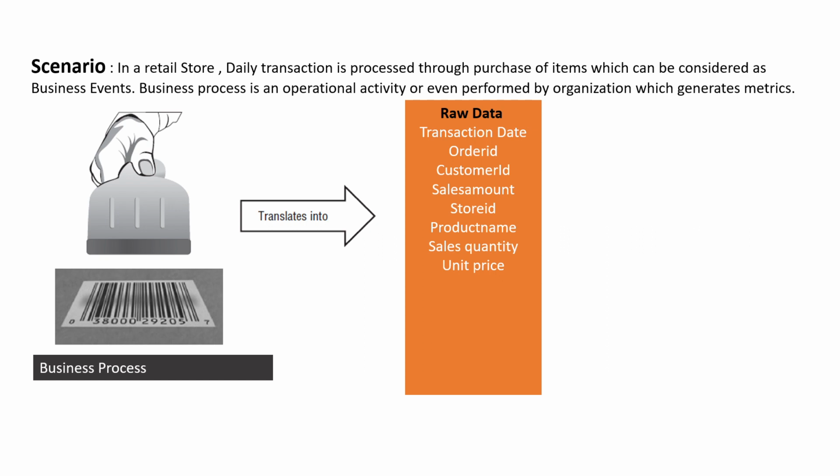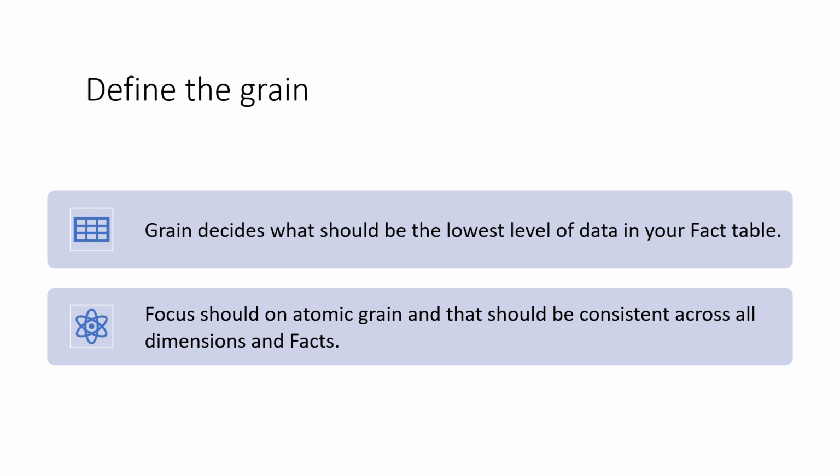So you can even consider the item level. It depends on the business requirement, like how low you can go to select your levels. But the most important thing here is the focus should be on the atomic grain. That should be consistent across all dimensions and facts. So in a star schema, all your facts and dimensions should have the same level of grain.